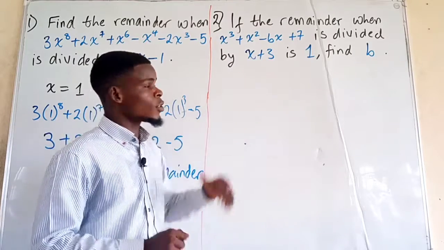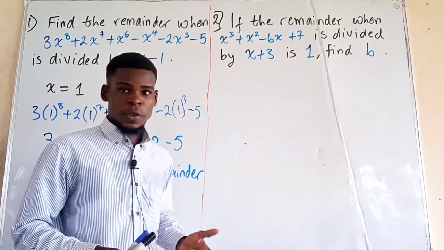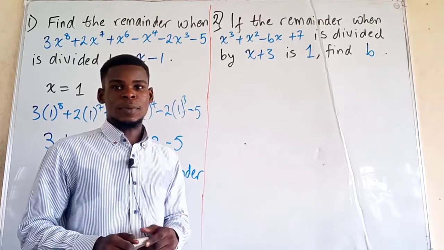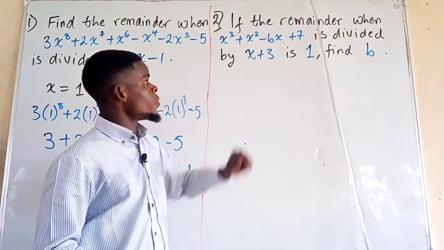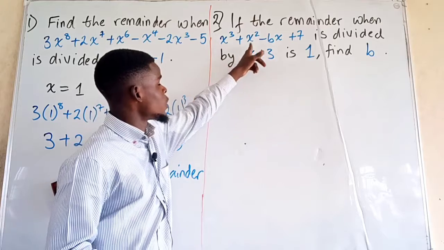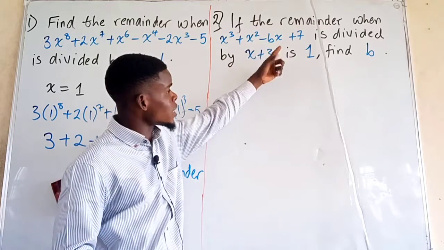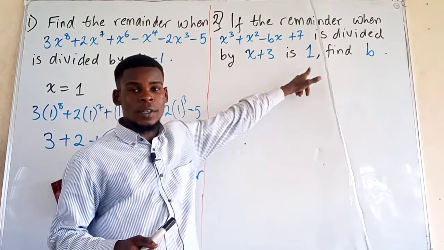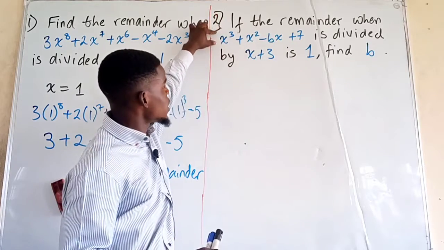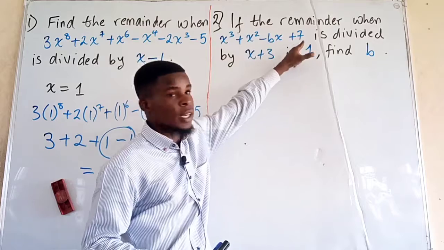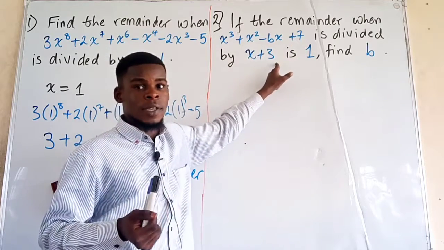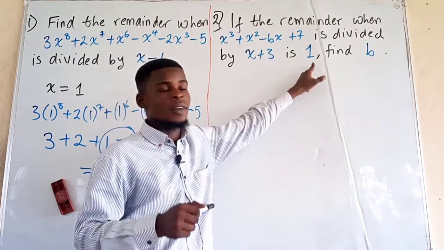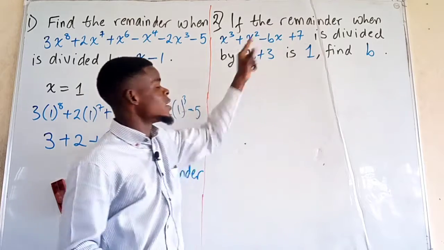So this is actually the second question under the Remainder Theorem. We can say generally under the polynomials, right? Okay, so if the remainder when x cubed plus x squared minus bx plus 7 is divided by x plus 3 is 1. So if you divide this polynomial here of degree 3 by x plus 3 and the remainder is 1, you're asked to find this b.